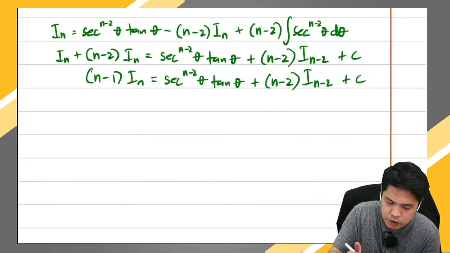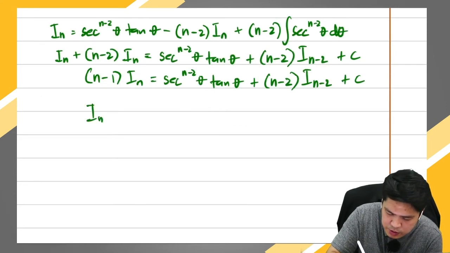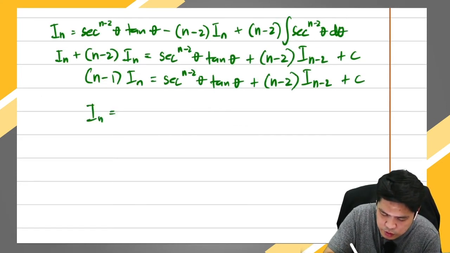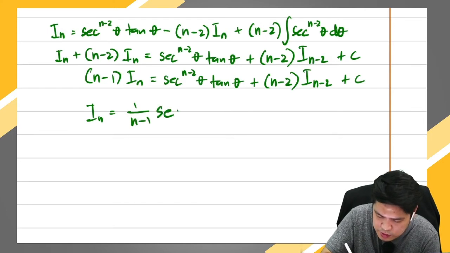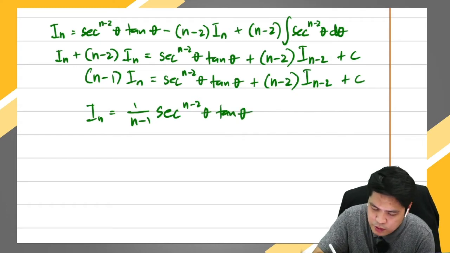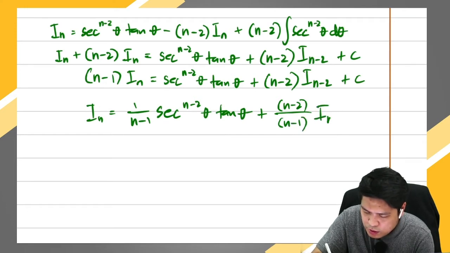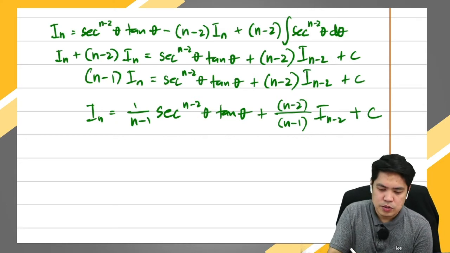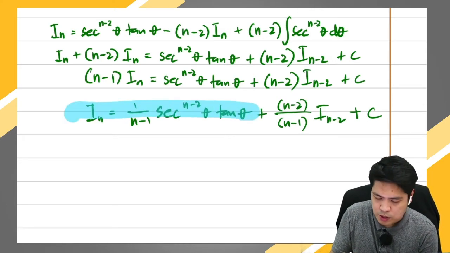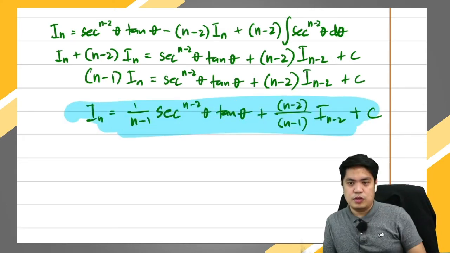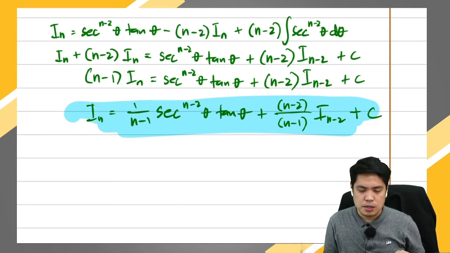Therefore, I sub n is equal to 1 over n minus 1 secant n minus 2 theta tangent theta plus n minus 2 over n minus 1 I sub n minus 2 plus c. So this is now our reduction formula, or the formula for I sub n.